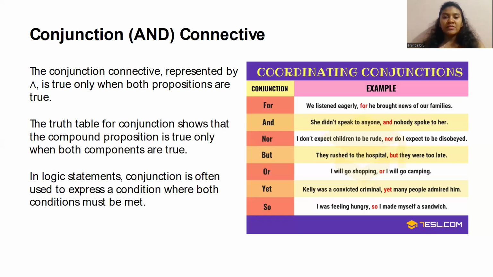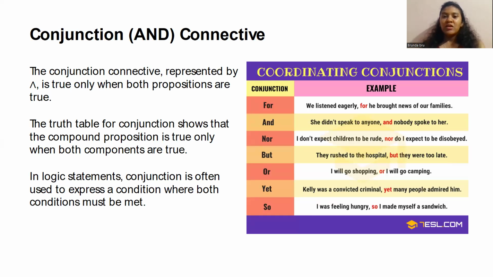Conjunction, that is the AND connective. The conjunction connective represented by AND is true only when both the propositions are true. The truth table for conjunction shows that the compound proposition is true only when both the components are true. In logical statements, conjunction is often used to express a condition where both conditions must be met.